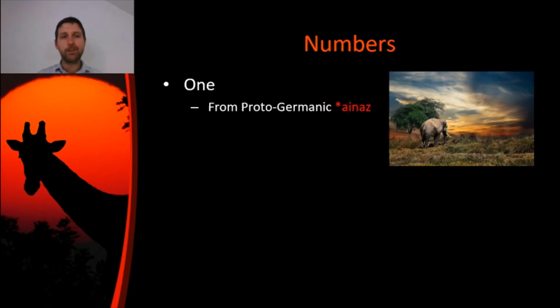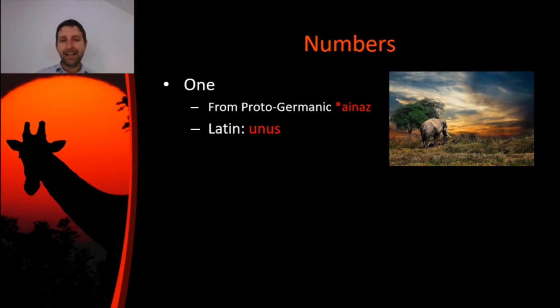Okay, let's finally get to the number one. Where does the number one come from? It comes from Proto-Germanic einaz. The diphthong was simplified. It became an O in the history of English. We chopped the ending off, but it still looks recognizably the same, as you can see.